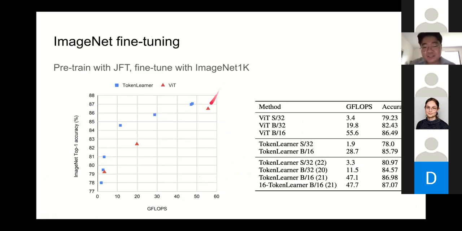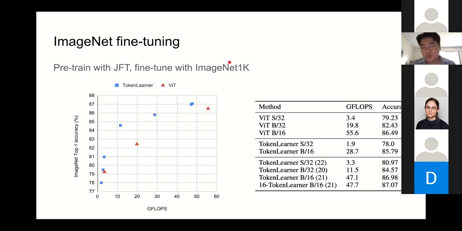So this shows ImageNet pre-training, ImageNet fine-tuning. We pre-train with Google's in-house dataset, JFT, and then fine-tune with ImageNet. Triangles are the vision transformer baseline, with different channel and input tokenization configurations. And the blue squares are TokenLearner. As you are able to see, it performs better, for example like this, than the vision transformer while saving computation. And if we compare similarly performing models, it saves the computation quite a bit, almost by half.